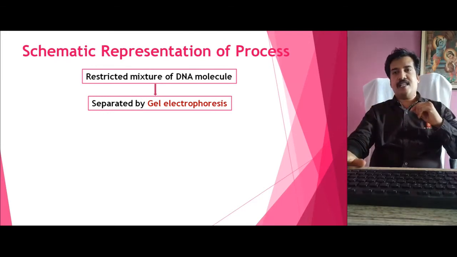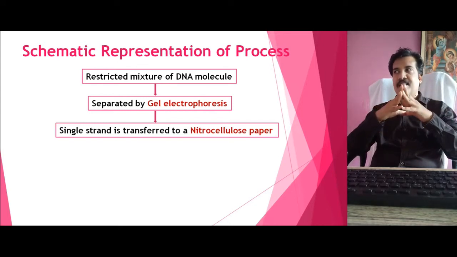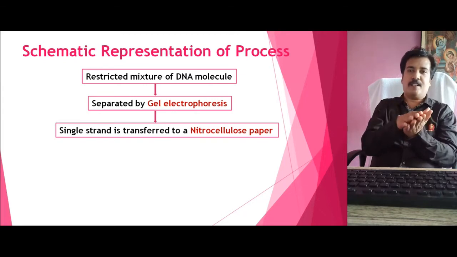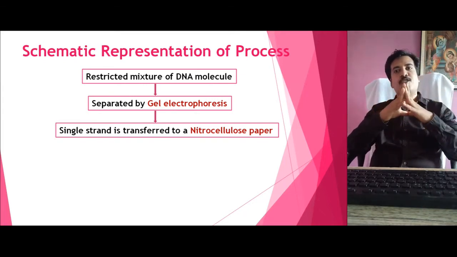So the second step is the separation by gel electrophoresis. After the separation, the single strand should be transferred to a nitrocellulose paper from the gel. This is the basic principle of Southern blotting.